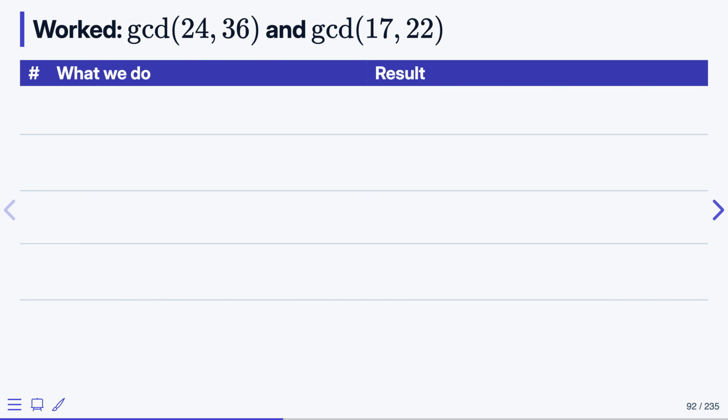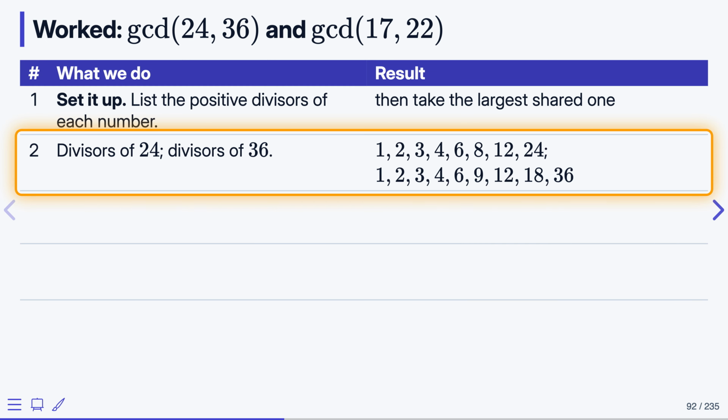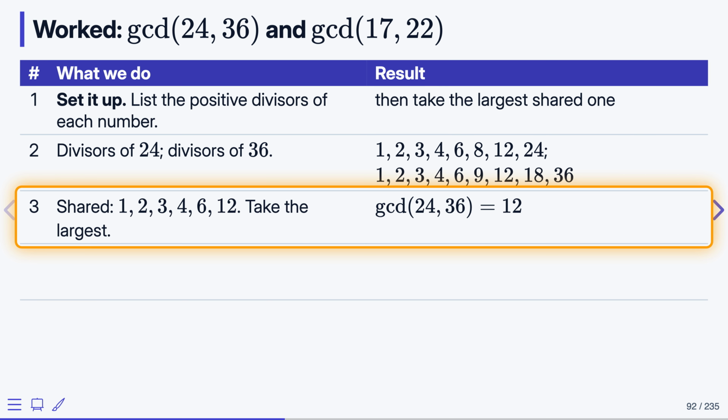Let's find two greatest common divisors, step by step. Step 1. Set it up. List the positive divisors of each number, then take the largest one they share. Step 2. The divisors of 24 are 1, 2, 3, 4, 6, 8, 12, 24. The divisors of 36 are 1, 2, 3, 4, 6, 9, 12, 18, 36. Step 3. The shared ones are 1, 2, 3, 4, 6, and 12. The largest is 12, so the greatest common divisor of 24 and 36 is 12.